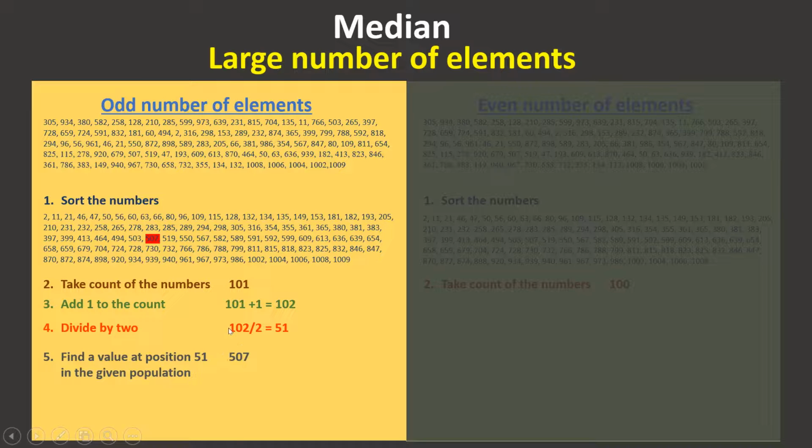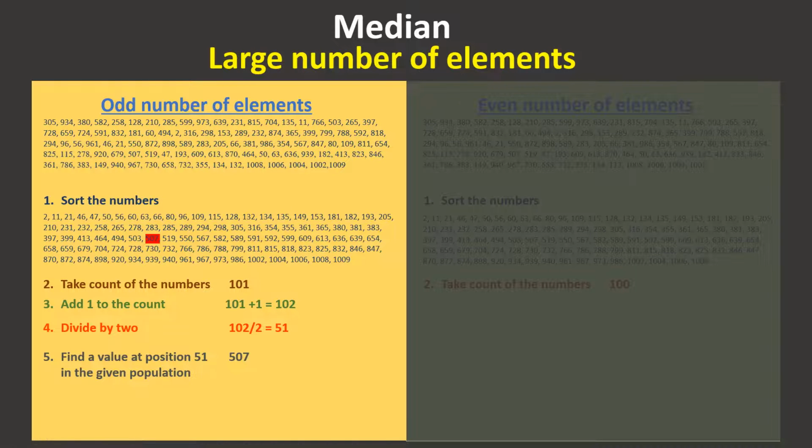Let's summarize it quickly. First, sort the data, take the count, and add 1 to the count. Whatever you got, divide it by 2, and whatever value you get, look for the value in that given population at that position. So this is how you get the median if the given population has an odd number of elements.